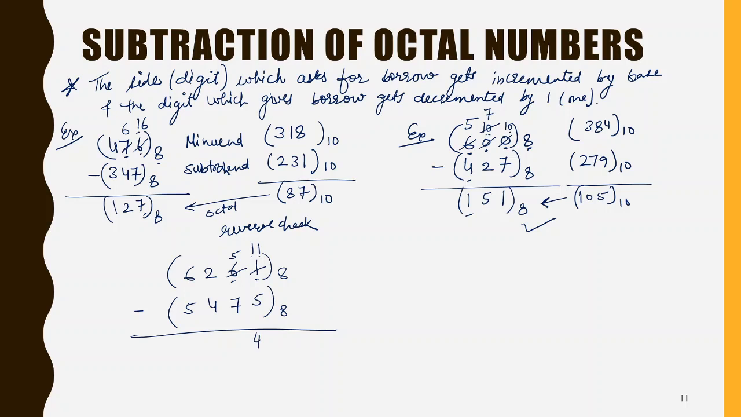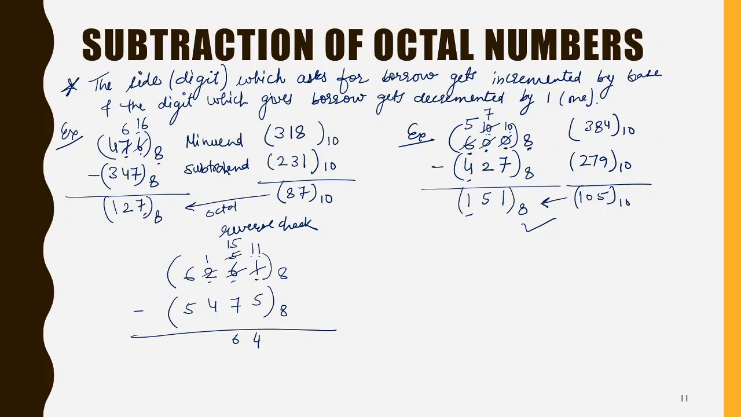5 minus 7 is not feasible, so it will ask for a borrow from here, so it will get reduced by 1 and it will add 8 to it. This is 5 and 8 is added to it, it becomes 8 plus 5 is 13, and 13 we write as 1 5 in octal, and 13 minus 7 is 6. Now this one is 4. Don't do it like 15 minus 7. 15 minus 7 is not right. You have to do it as 8 plus 5 is 13. 13 minus 7 is 6.